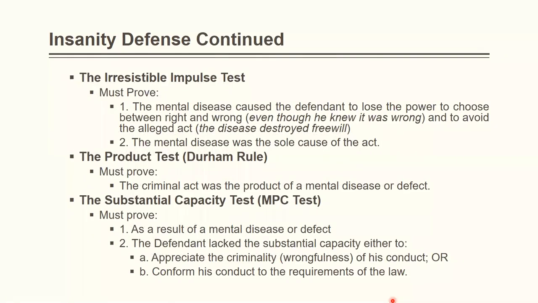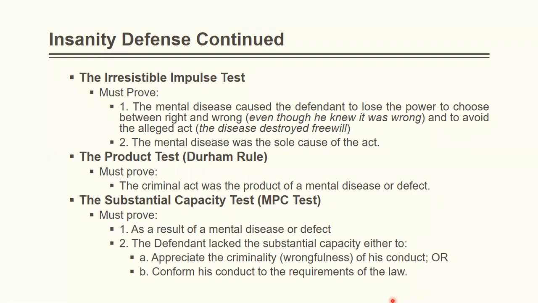If we look at other states, some states involve the irresistible impulse test. So this is a fun one. Basically, we say you have to have some kind of mental disease or defect which caused the defendant to lose the power to choose between right and wrong. So what we're saying here is they know the difference between right and wrong, unlike M'Naghten. But their mental disease took away their ability to choose right over wrong, and it took away their ability to avoid the alleged act. They knew the difference, but they could not make the good choice because their free will was destroyed by the disease.